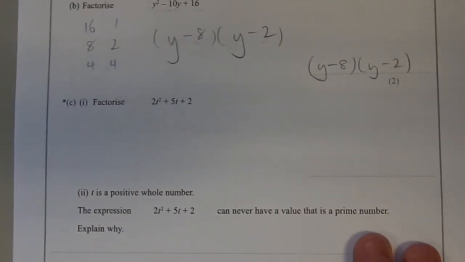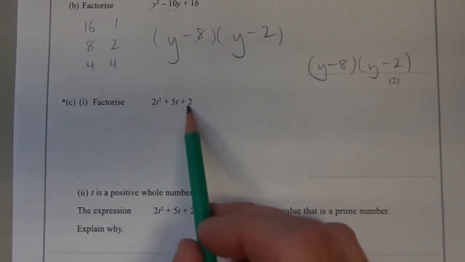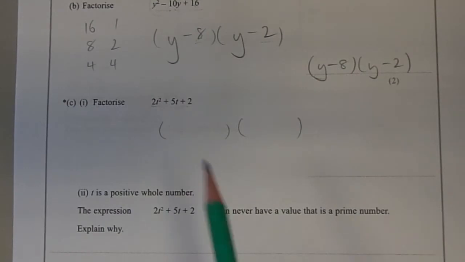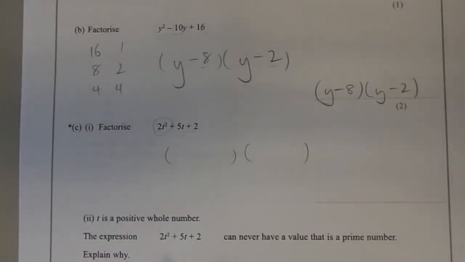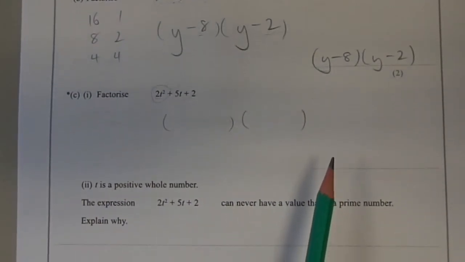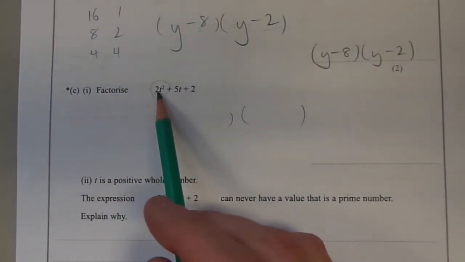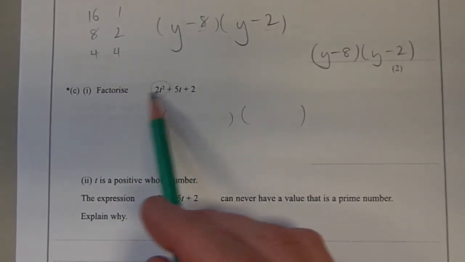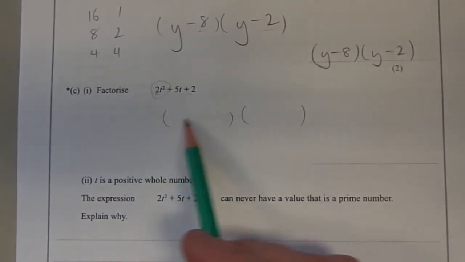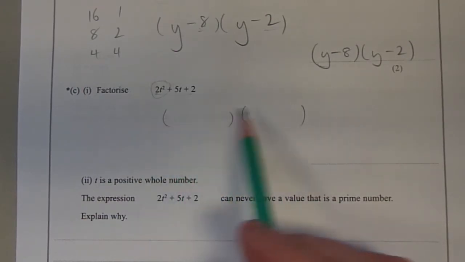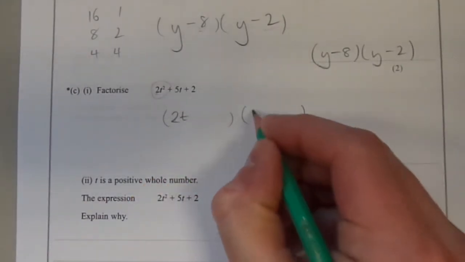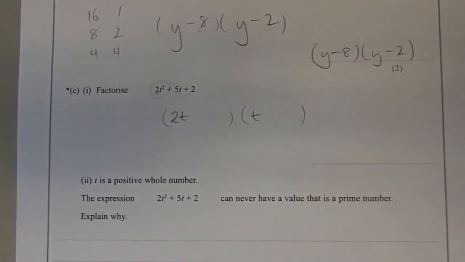Part C. Same idea, we've got a 3-term quadratic, therefore we're going to need a pair of brackets. This one's a little bit more difficult because you've got a number in front of the squared term, unlike this one up here. Could be worse. If it was a 4 or a 6, then if it was 4 you could have had a t or a 4t, or it could have been a 2t and a 2t. Because this is 2t squared, there's only one option. One of them has to be 2t, the other one has to be one lot of t.